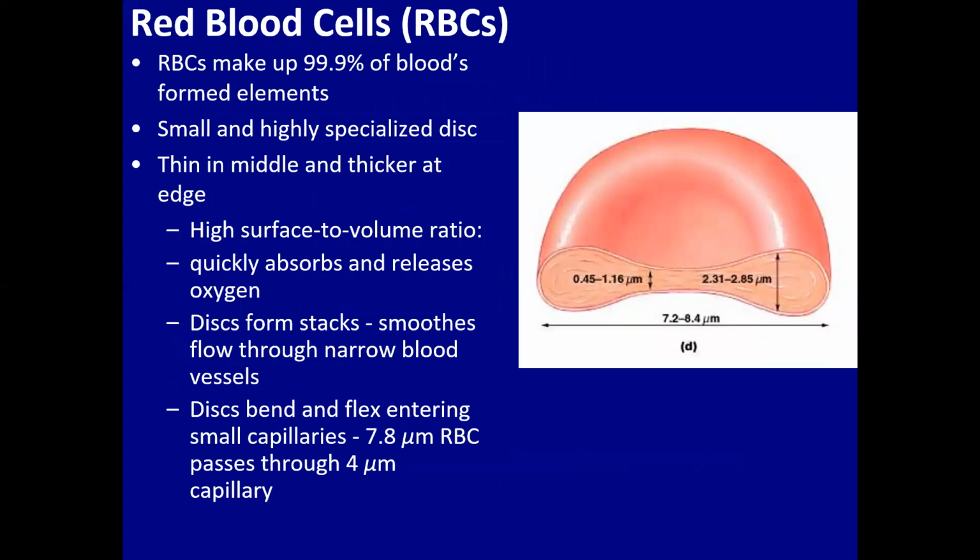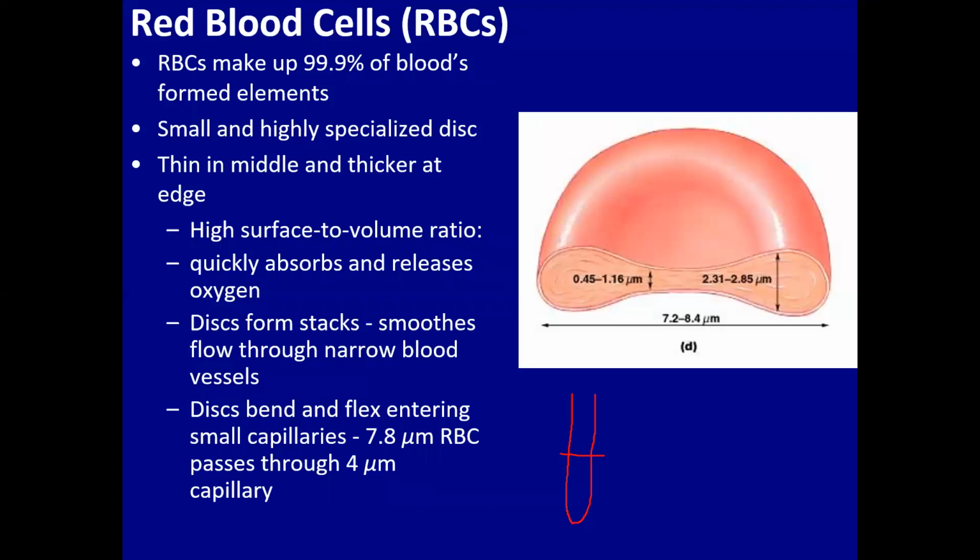Now let's look at red blood cells, shorthanded to RBCs. They make up 99% of the blood's formed elements. So let's think back to that tube that you saw. Let me just draw it right here. Remember that tube you just saw?